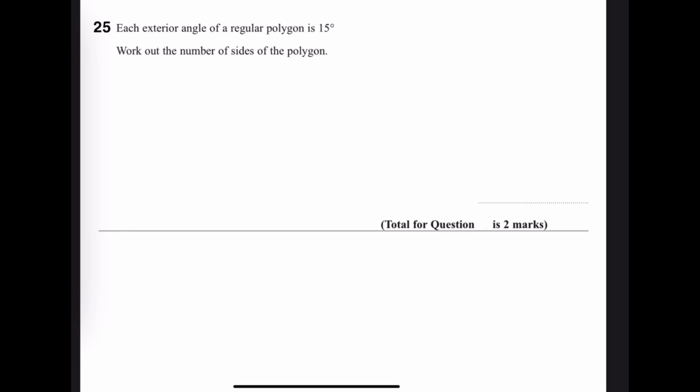Question 25. Each exterior angle of a regular polygon is 15 degrees. Work out the number of sides of the polygon. So we know that overall in a polygon, all of the exterior angles will equal 360. So we do 360 divided by 15, and the answer is 24. So it's 24 sides.